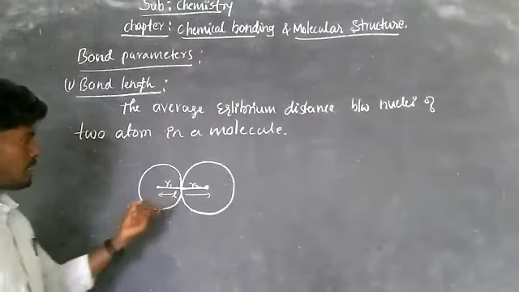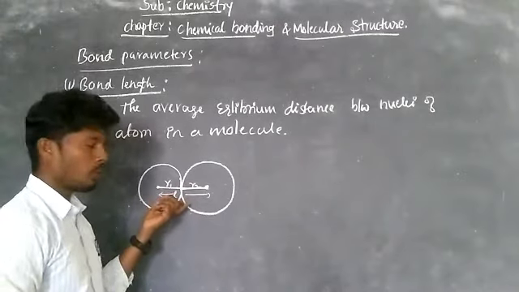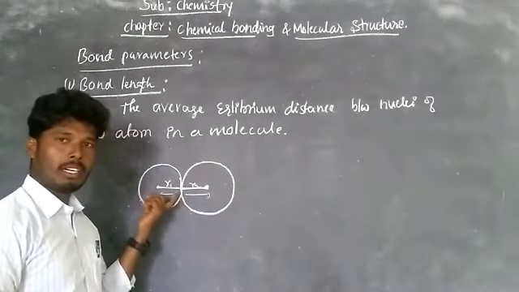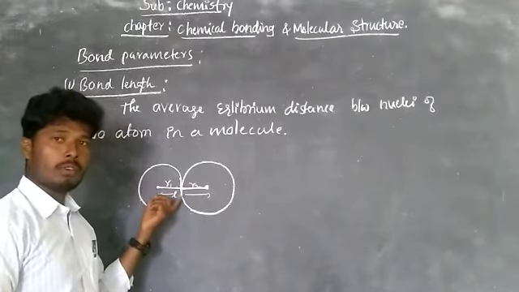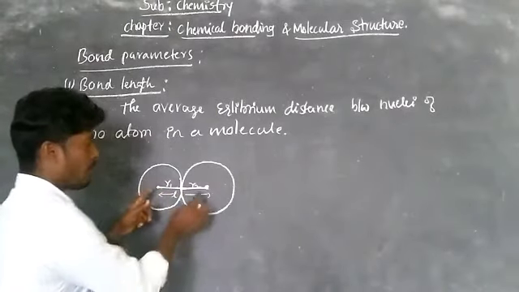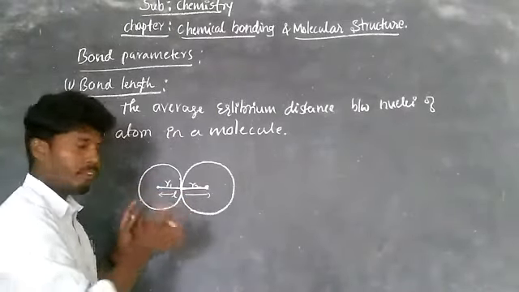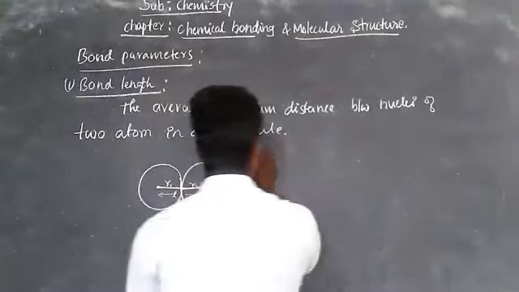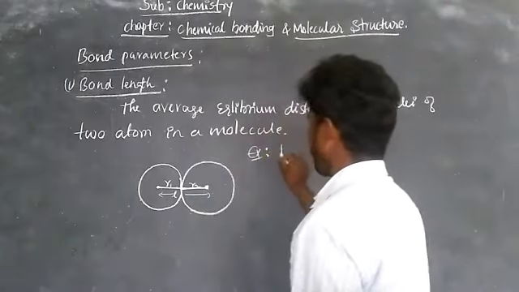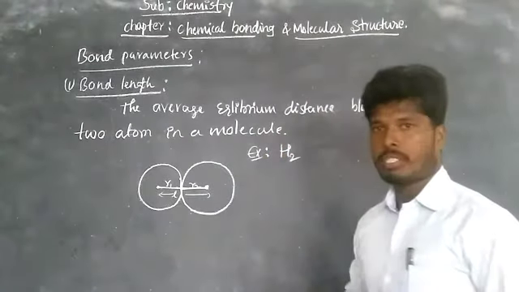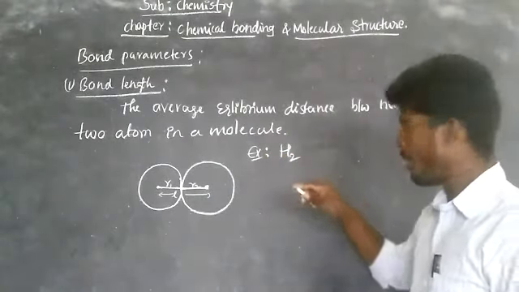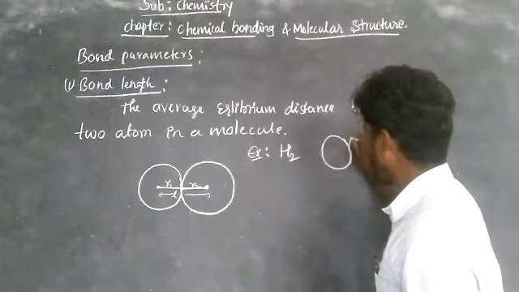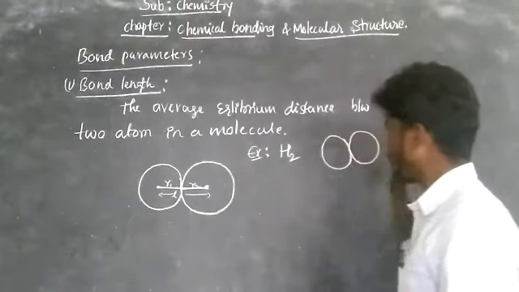Now this bond length, in any covalent molecules or in homodiatomic molecules, in homodiatomic molecules the bond length is the same for homonuclear diatomic molecules. For example, take the hydrogen molecule H2. So this is the hydrogen molecule. Here there are two atoms. Let's take this as hydrogen atom 1 and this as hydrogen atom 2.